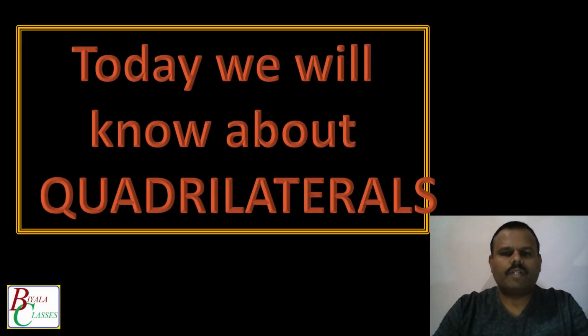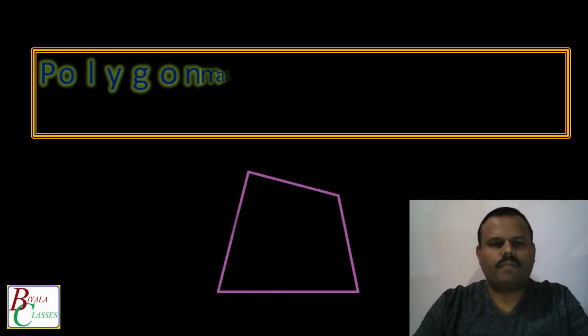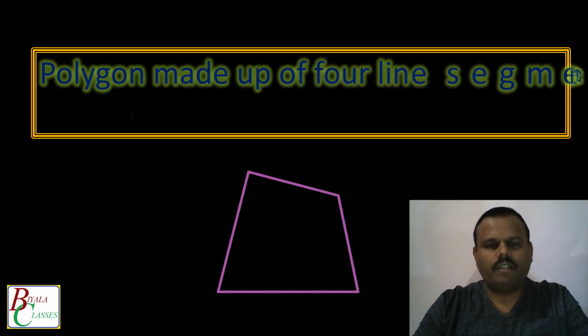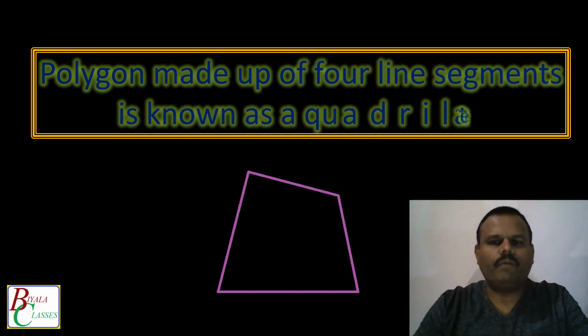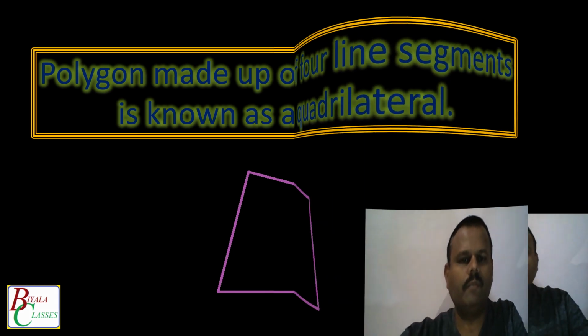We are going to study about quadrilaterals, their properties and the different types of quadrilaterals. So to begin with, first of all, what is a quadrilateral? It is a polygon made up of 4 line segments. As you can see in the figure, any polygon, and you know that polygon is a closed figure. So a polygon which is made up of 4 line segments is known as a quadrilateral.